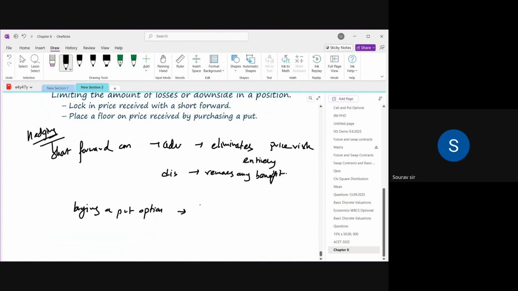With the strike price equal to your desired minimum selling price, this creates a price floor. That means if the market price falls below the strike, the put guarantees you can sell. Now, if the market price rises above the strike, you can ignore the put.